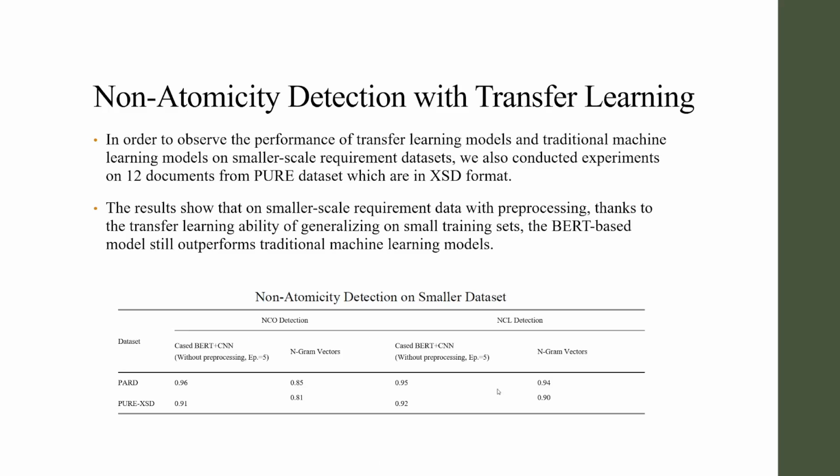In order to observe the performance of transfer learning models and traditional machine learning models on smaller scale requirement datasets, we also conducted experiments on 12 documents from the pure datasets. The results show that on smaller scale requirement data with pre-processing, thanks to the generalization ability of transfer learning on small training datasets, the BERT-based model still outperforms traditional machine learning models.